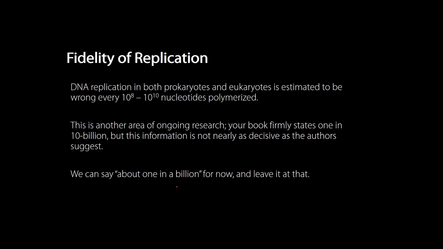Okay, so in prokaryotes and eukaryotes, the range at which they get it wrong, but now this is after we account for error correction. Once we talk about DNA replication errors being corrected, the error rate goes down to 1 times 10 to the 8th or 1 times 10 to the 10th. That's up to 10 billion. So that's one error in every 10 billion, which is a crazy, crazy low number.